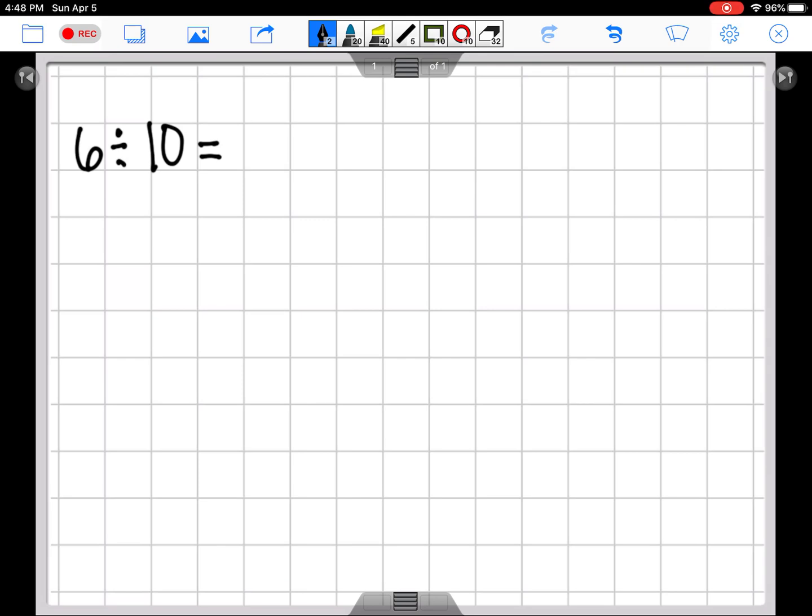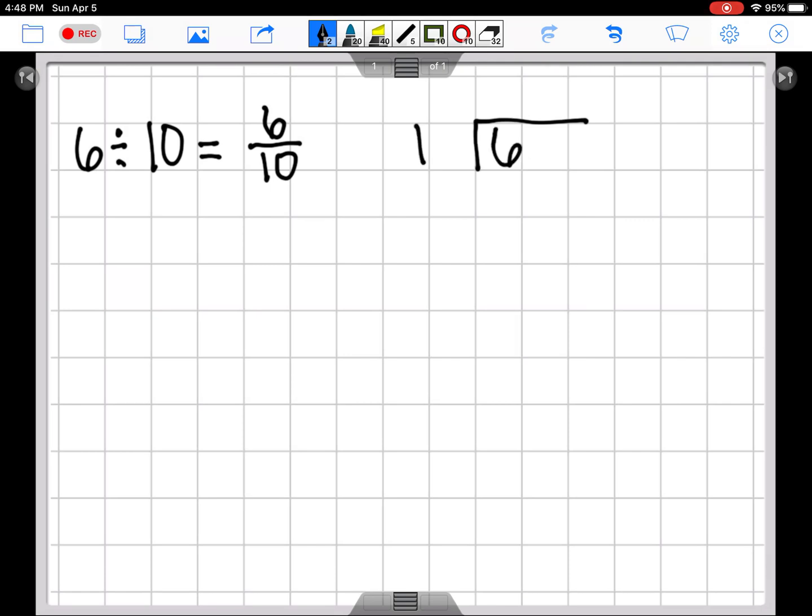Think in your head, what fraction would we write this as? If we were to write 6 divided by 10 as a fraction, it would look like this. 6 in the numerator and 10 in the denominator, because we know that fraction bar means division. This also says 6 divided by 10. Now let's go ahead and write that in our house.